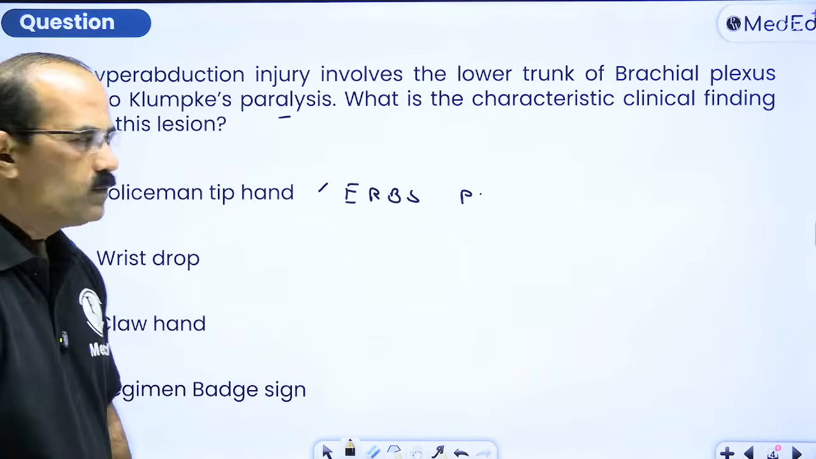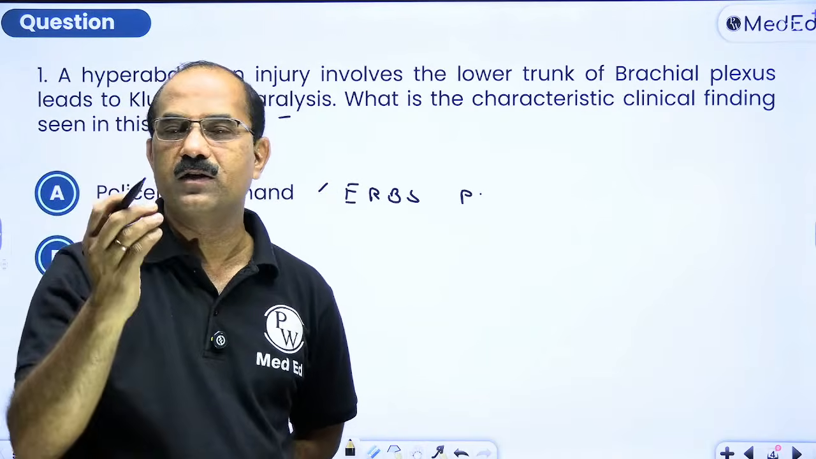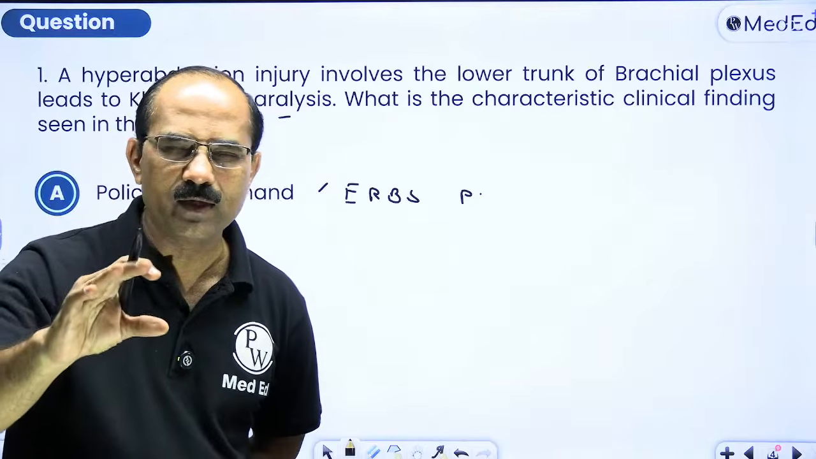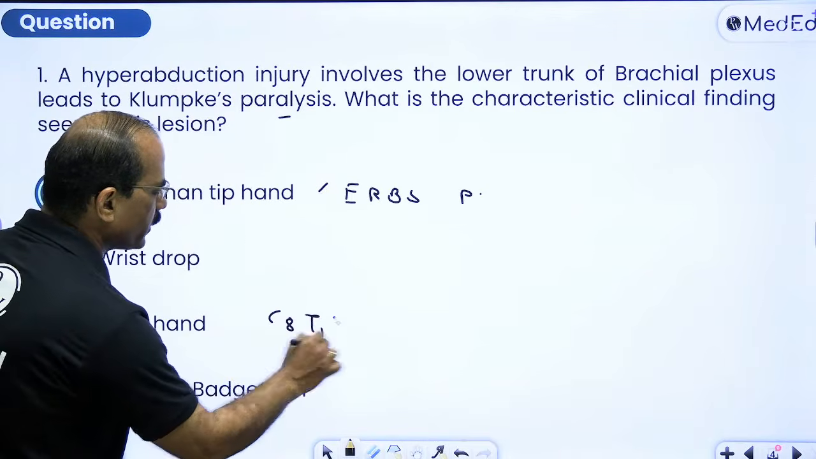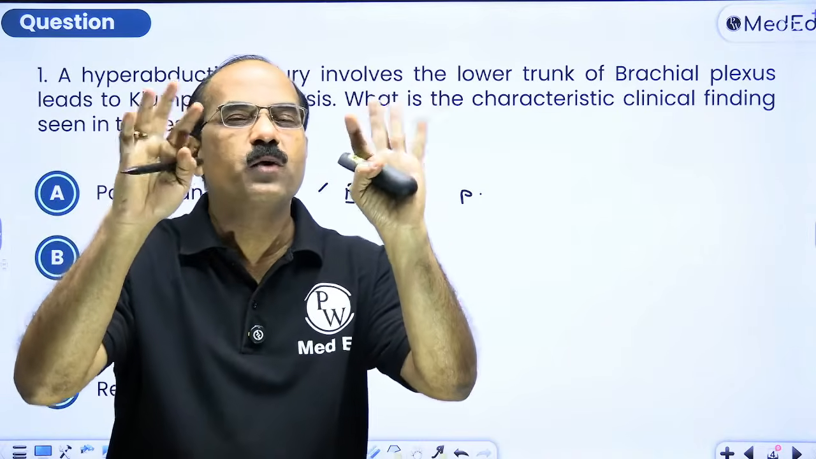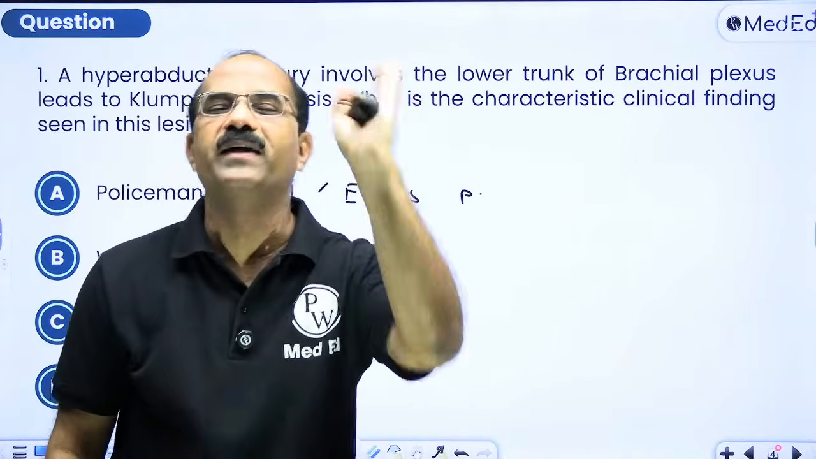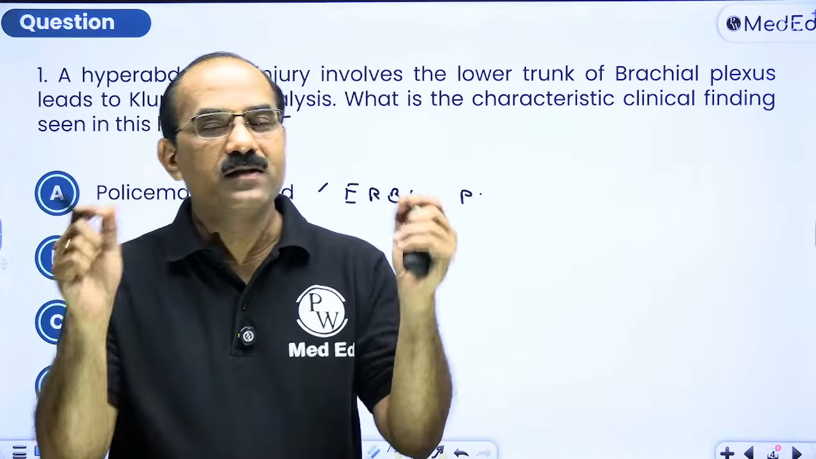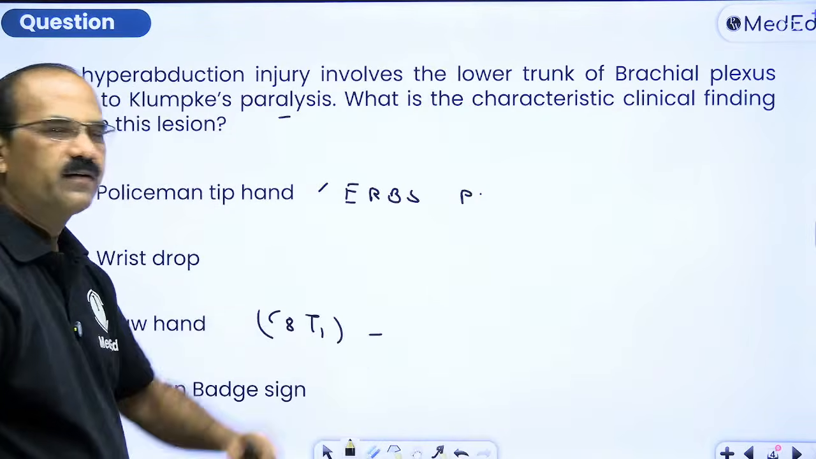Claw hand. So Klumpke's paralysis में which part of the brachial plexus is involved? Lower trunk. Lower trunk is C8 and T1. And this C8 and T1 mainly supplies small muscles of the hand. ये छोटे छोटे muscles को supply करता है. We get a claw hand. Right? So Klumpke's paralysis में क्या मिलता है? Claw hand. So answer for this is claw hand. ठीक है ना?